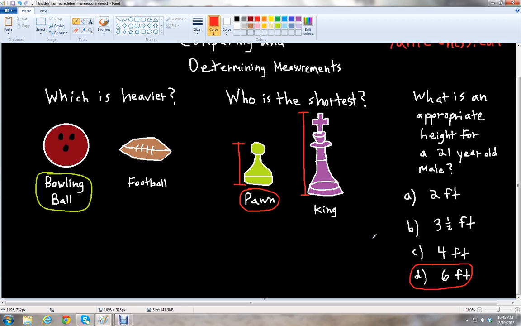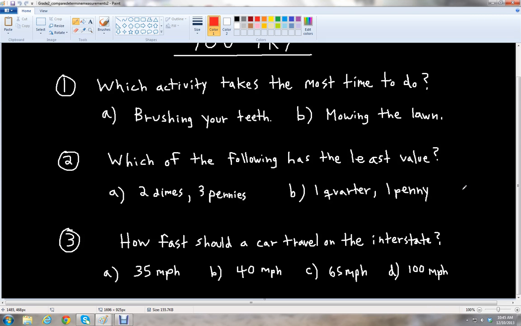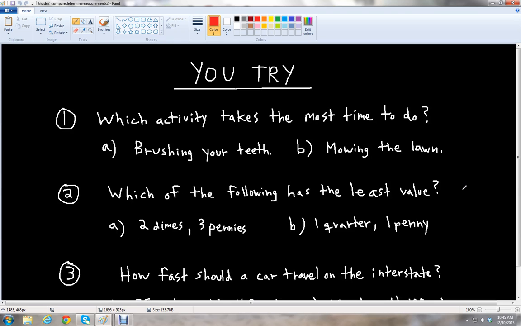Okay, so since we have done those three questions comparing and determining measurements for different objects, what we're going to do now is take a look at some of the problems you can try on your own. We have 3 problems here to work on, and all of them are multiple choice. So the first one asks, which activity takes the most time to do? So we have A, brushing your teeth, or B, mowing the lawn.